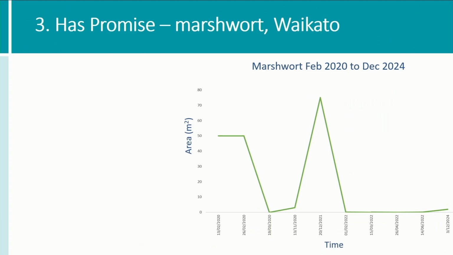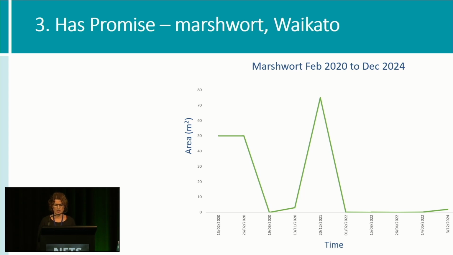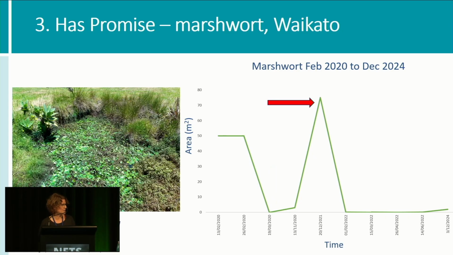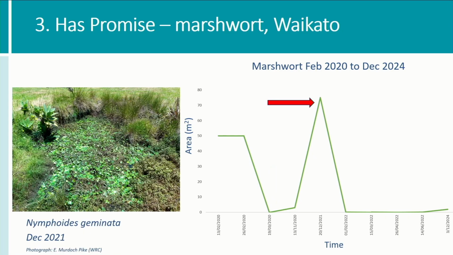So marshwort was first discovered at this site in February 2020, and later that week it was treated with glyphosate at 3%, and a month later we had 0 finds. Awesome, job done. Not quite. 9 months later, 3 square metres of the plant came back, and a year and 10 months later was the next time the site was visited, and we'd bumped up to 75 square metres. That gap also coincided with some COVID lockdowns, I might add.